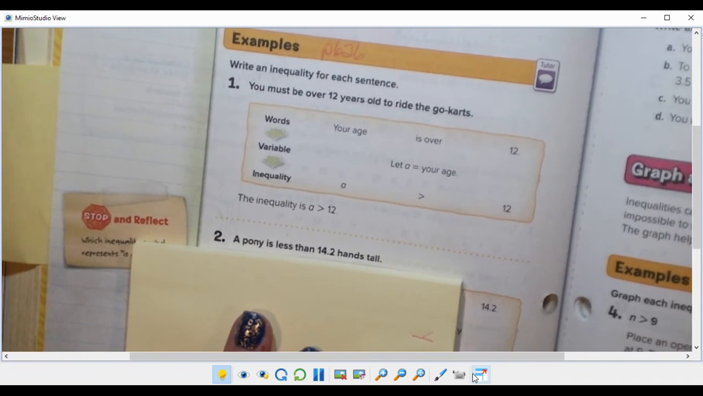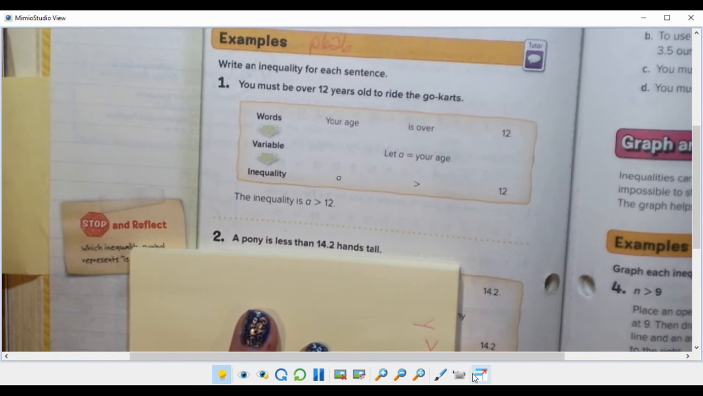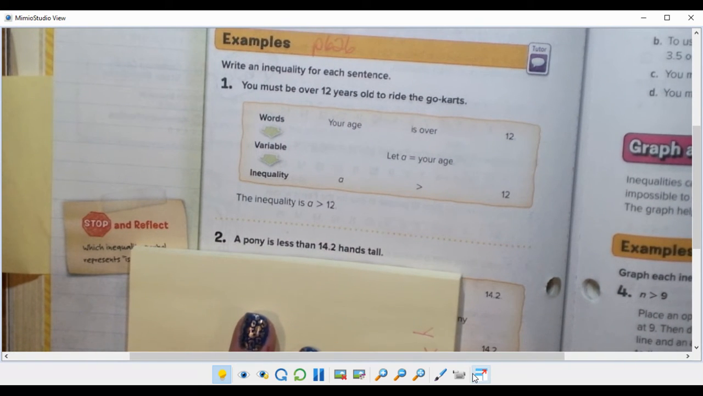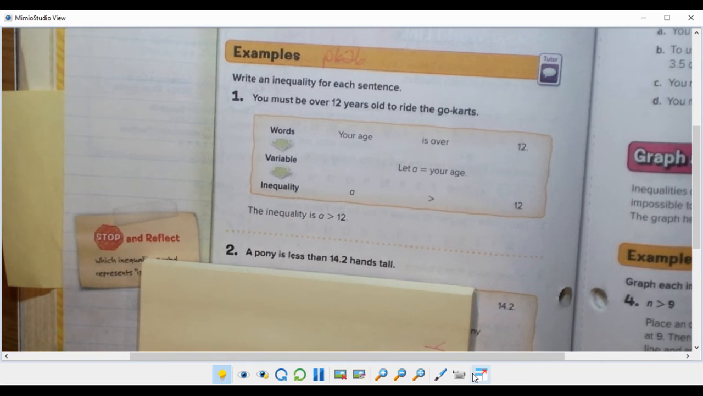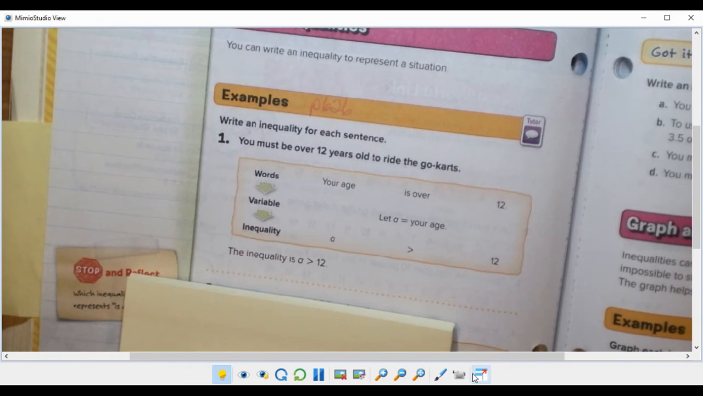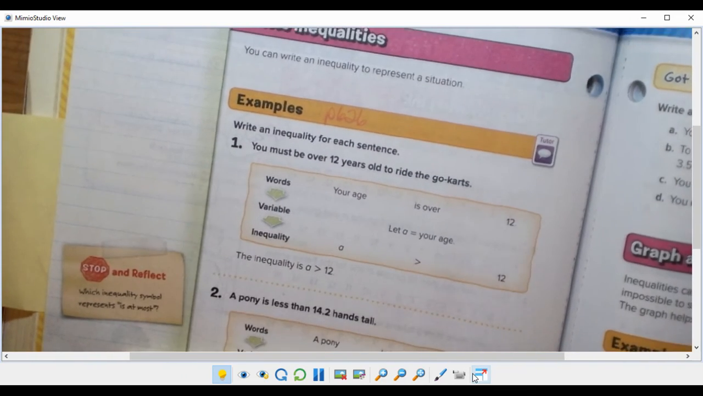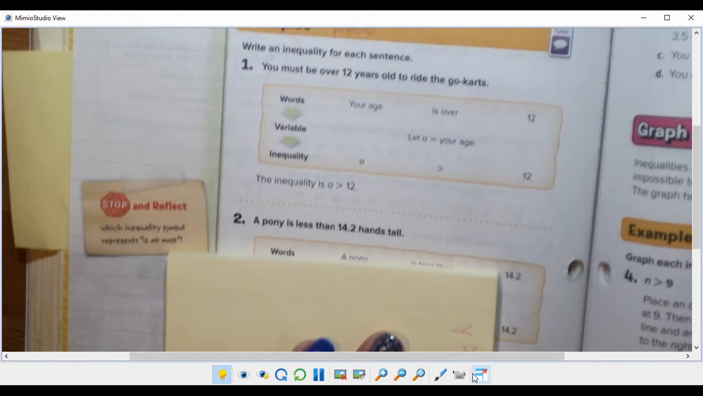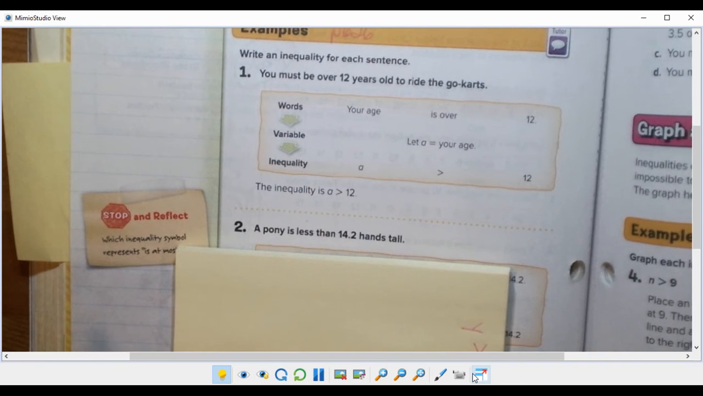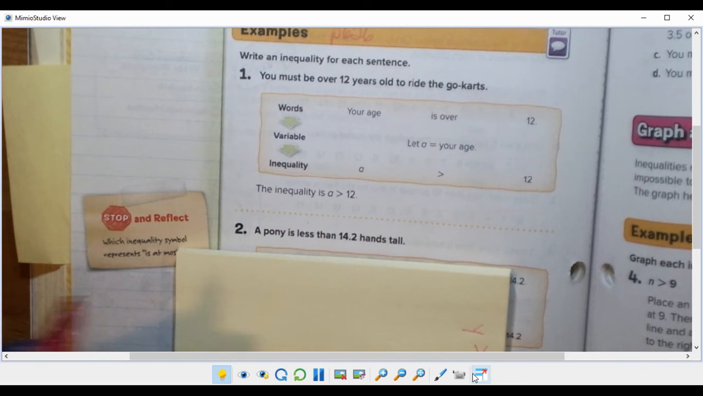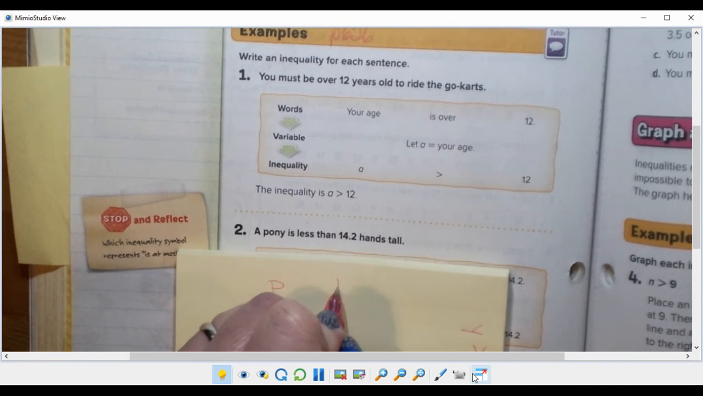All right, let's go to number 2. A pony is less than 14.2 hands tall. Hand is actually a unit of measure, roughly about the size of your hand. If you were to lay them next to each other and stack them, that's roughly, everybody's hands are different, but it's an informal unit of measure. Okay, so a pony is less than 14.2 hands tall. So, I don't know, P for pony and 14.2.